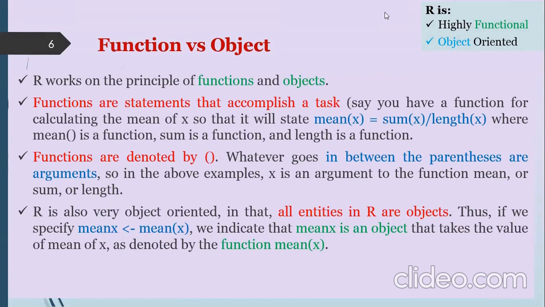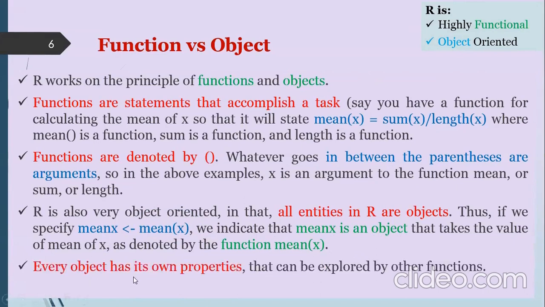We can name this anything. If I say mean a is equal to mean of x, the same thing will go here as mean x. This is just the name that we could give, and this name will now be called an object. So we indicate mean x is an object that takes the value of mean of x as denoted by the function mean x. This will be easy if we go into the practice.